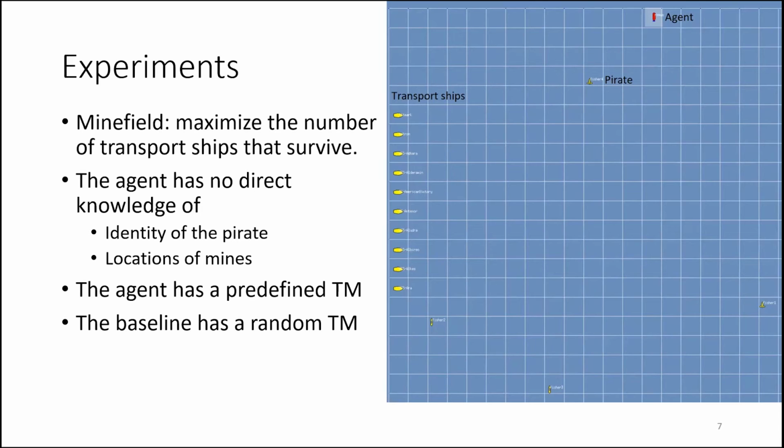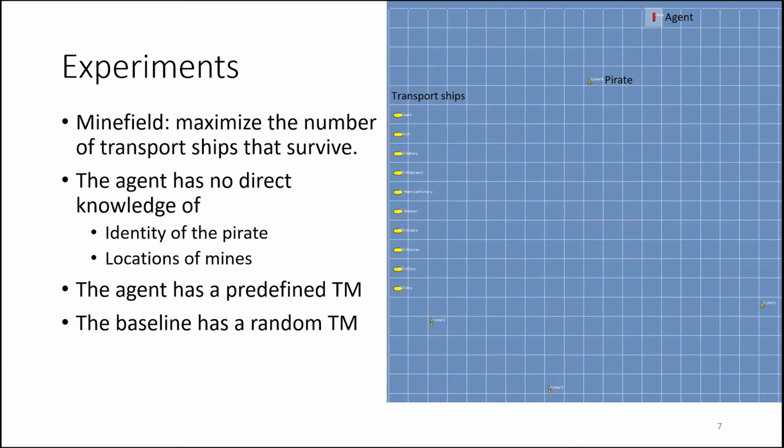There is a pirate boat and 3 fishing boats. The pirate boat will move randomly in the central region and place mines along the way. If a transport ship encounters a mine, it will be destroyed. The agent does not know the identity of the pirate or the locations of mines.